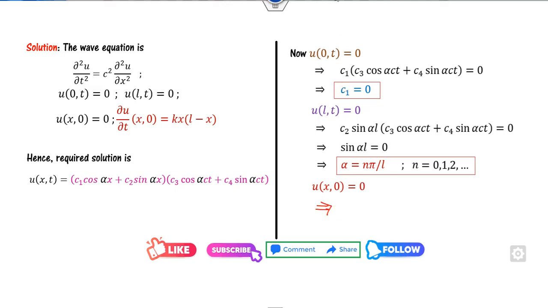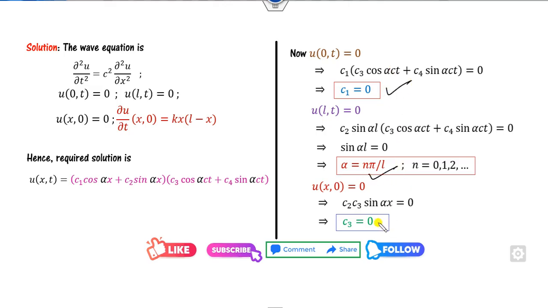Look at the last case. That means t is equal to 0. I can substitute t is equal to 0, so this value will be 0. C1 is 0 because I already obtained it. So this is C2 sin alpha x, C3 cos 0 is 1. Now clearly, C2 again can never be 0, otherwise u will be 0. Sin of alpha x can never be 0, because if this quantity is 0, this whole quantity is 0, and C1 is already 0. So this implies C3 will be 0.